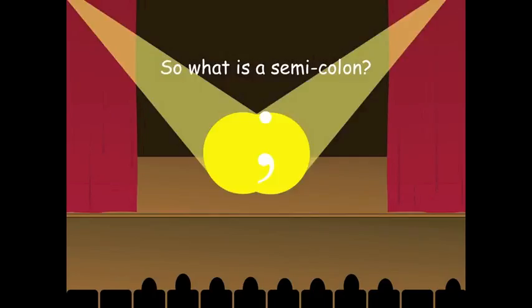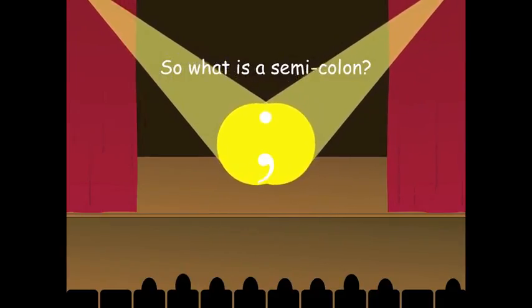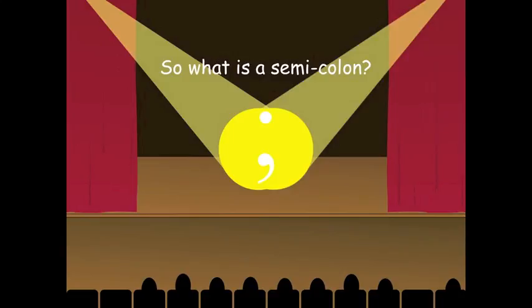So what is a semicolon? Well, here's what it looks like. Now the semicolon is very much like a period. If you have two simple sentences, two independent clauses, you could put a period between them. Or if those two simple sentences are related to each other, you could put a semicolon to connect them.